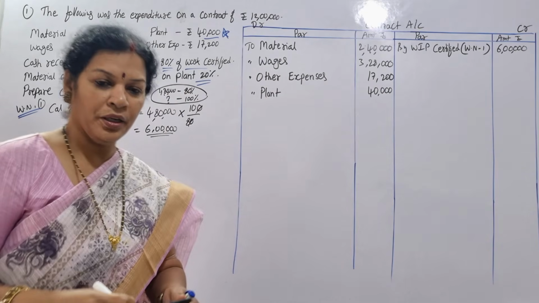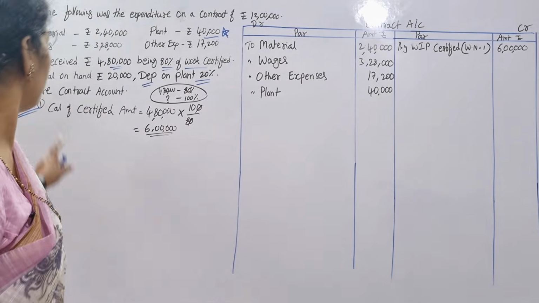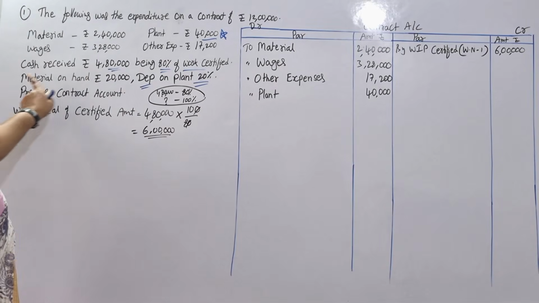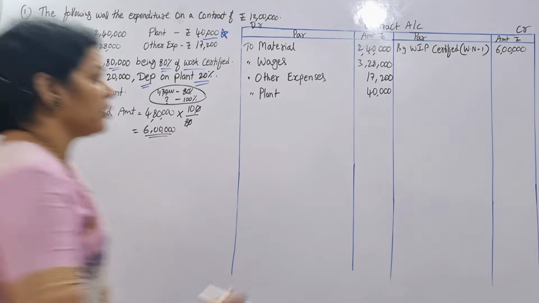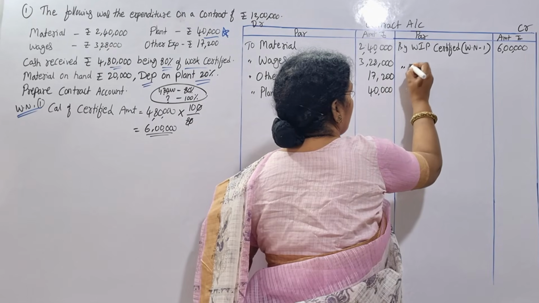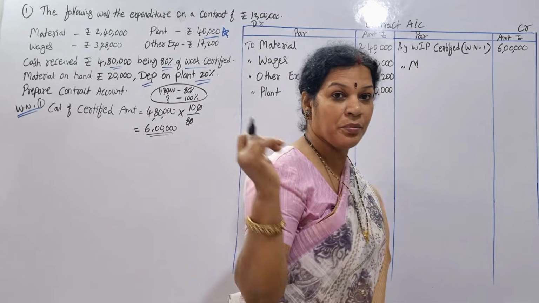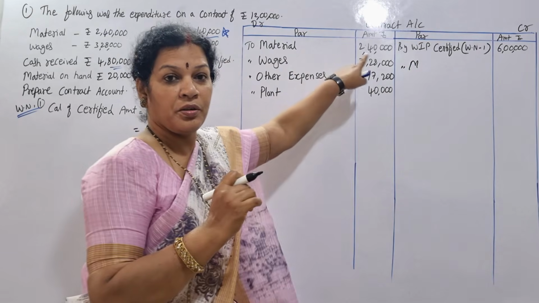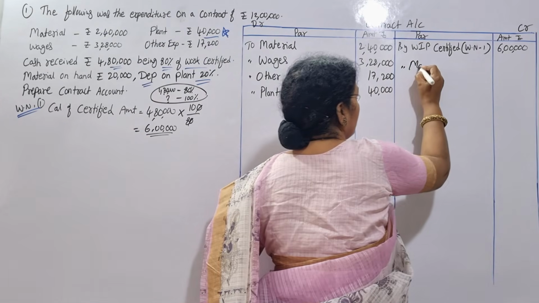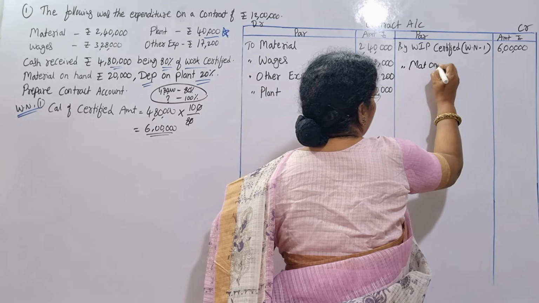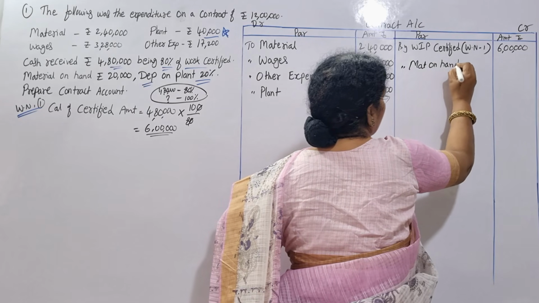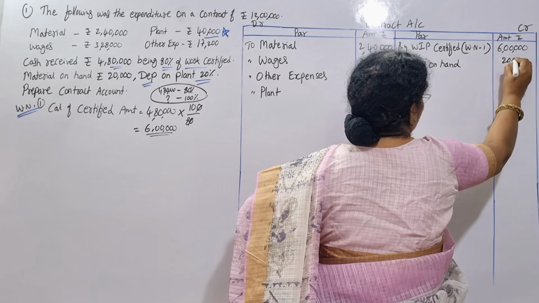This is over. Okay. Next, after that, material on hand 20,000. Closing material opening balance is here. Closing balance material on hand is 20,000.